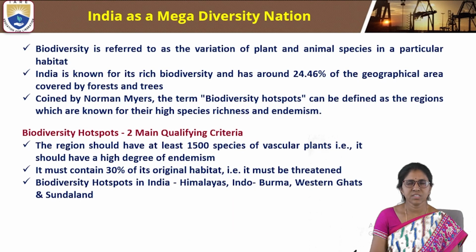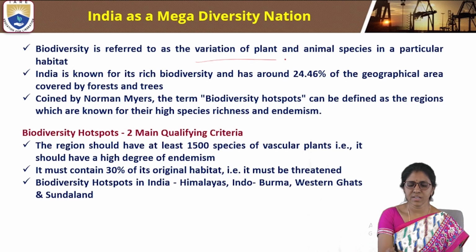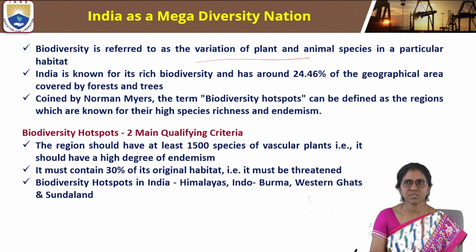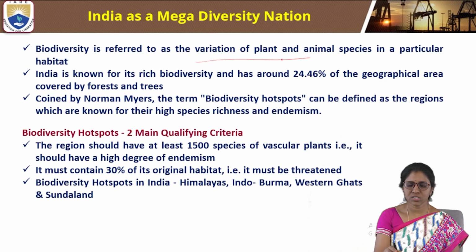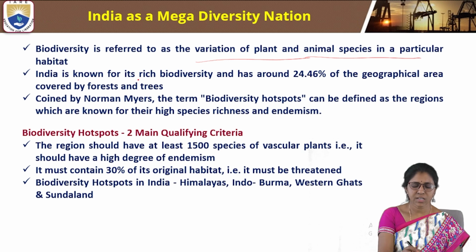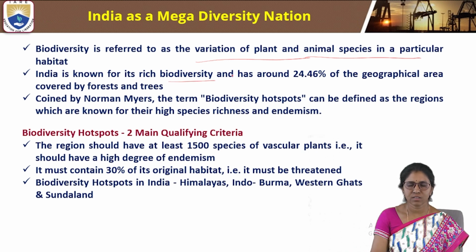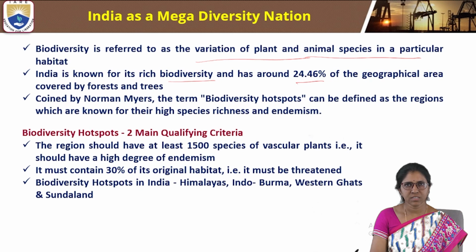Biodiversity refers to the variation of plant and animal species in a particular habitat. India is known for its rich biodiversity and has around 24.46% of its geographical area covered by forest and trees.